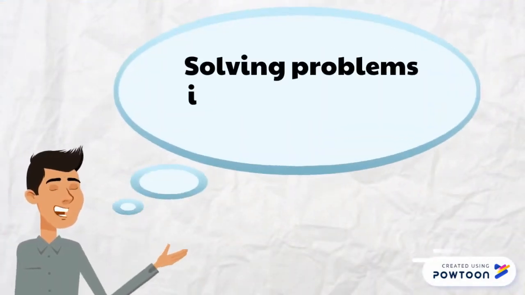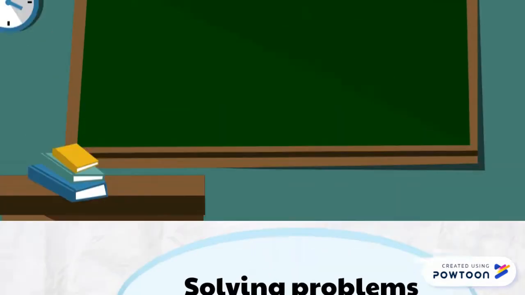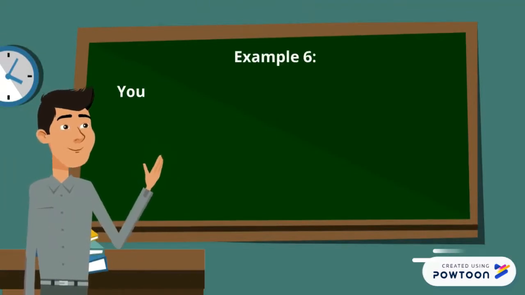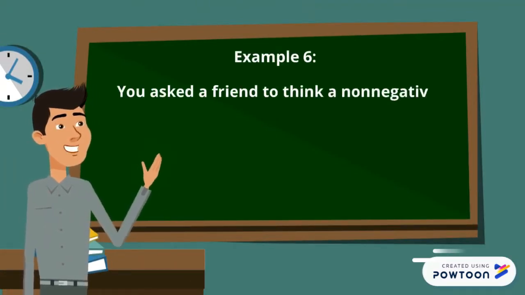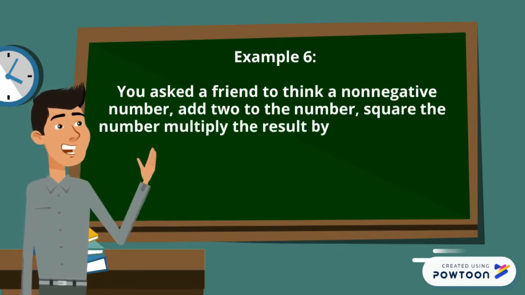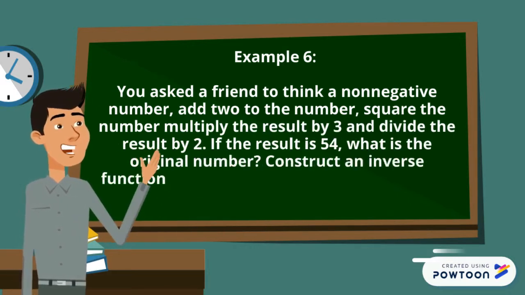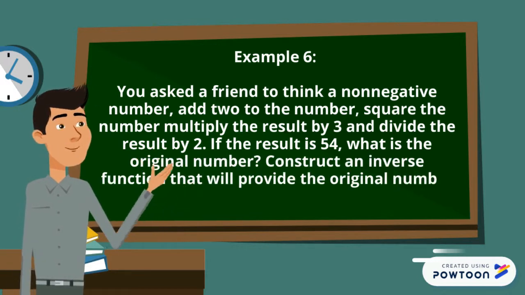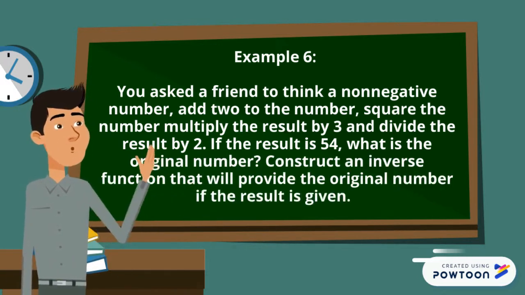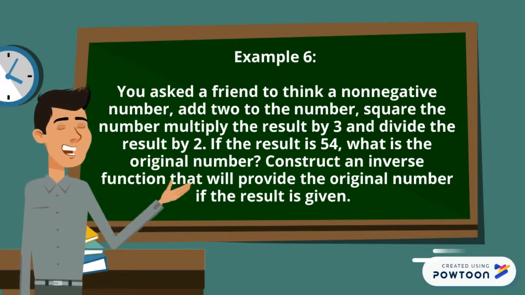Solving problems involving inverse functions. Example number 6. You are asking a friend to think of a non-negative number. Add 2 to the number, square the number, multiply the result by 3, and divide the result by 2. If the result is 54, what is the original number? Construct an inverse function that will provide the original number if the result is given.